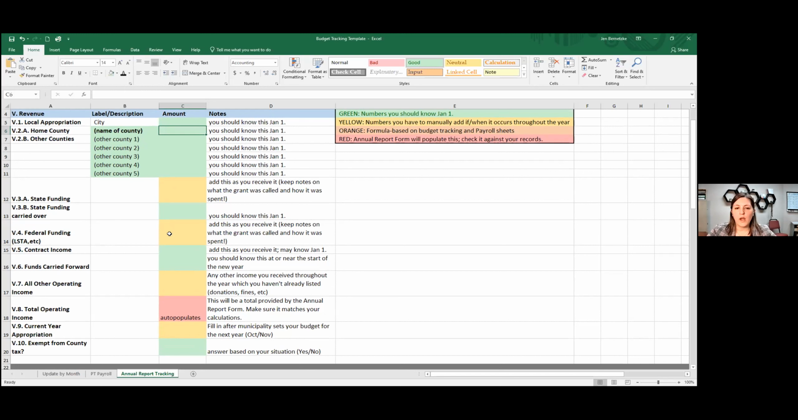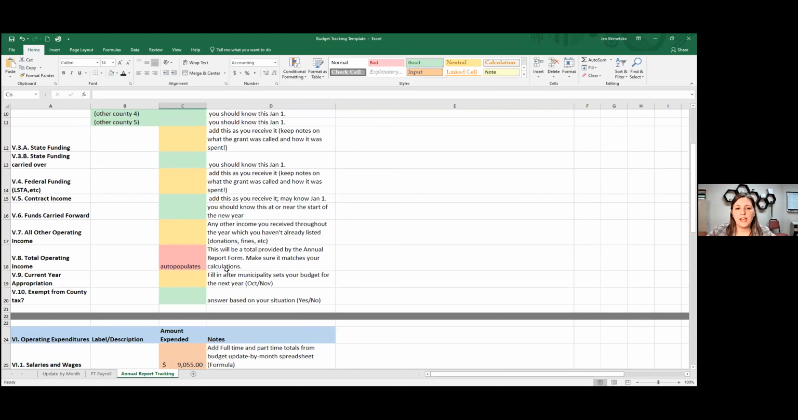Anything that's in yellow, when you do your monthly budgeting, take a visit to this page and think, did I get any state funding? Did I get something from my system that was paid for by state dollars? Did I get a grant? If you did, add it. And then just keep it as a total. If it's red, that means it's going to auto-populate on the annual report. So all you have to do at the end of the year is make sure that matches the number you were expecting it to be.